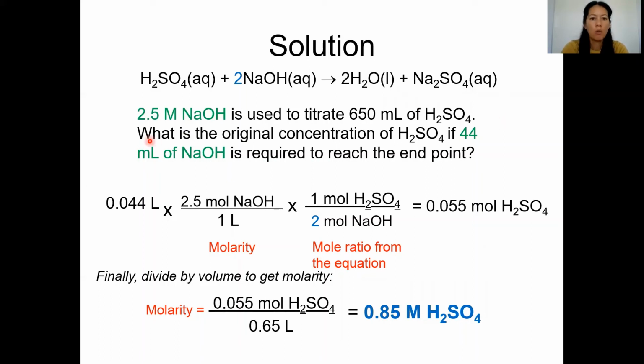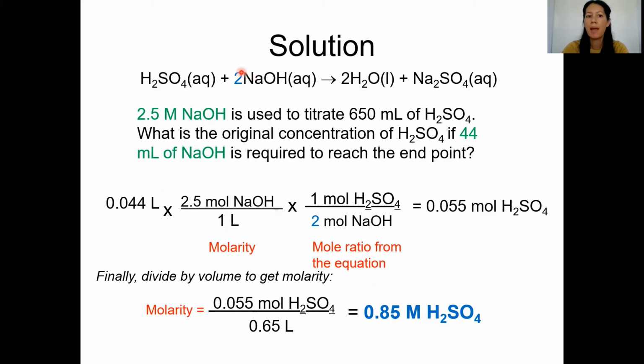I already mentioned the question here. So we're doing a titration. And the question is, what's the original concentration if 44 milliliters of sodium hydroxide is required to reach the end point? So the key here is to connect the 44 milliliters of sodium hydroxide with the 2.5 molar sodium hydroxide. There are a lot of numbers here, so just keep the sodium hydroxide numbers together.